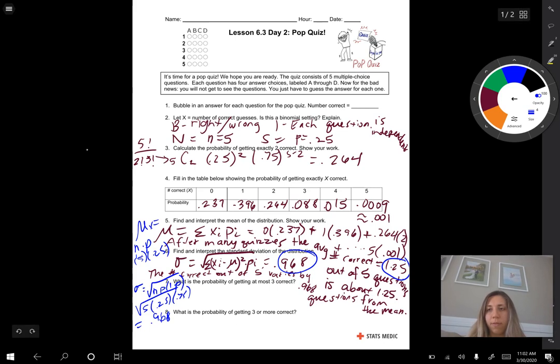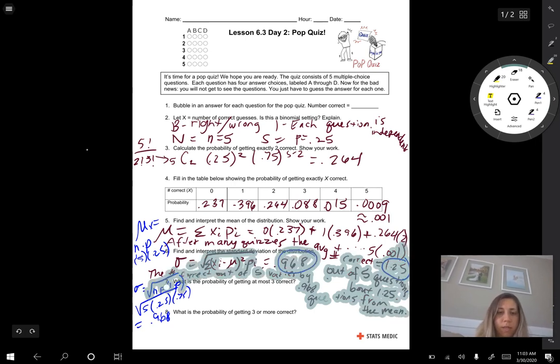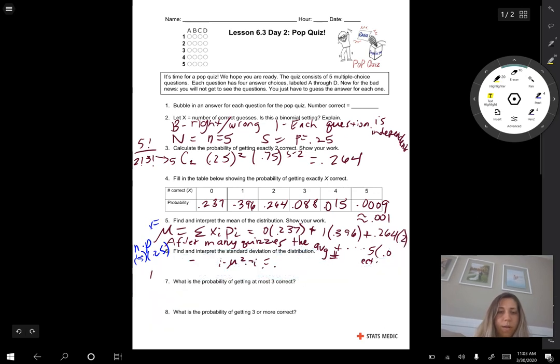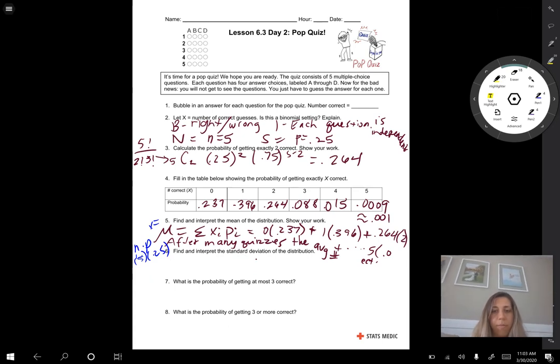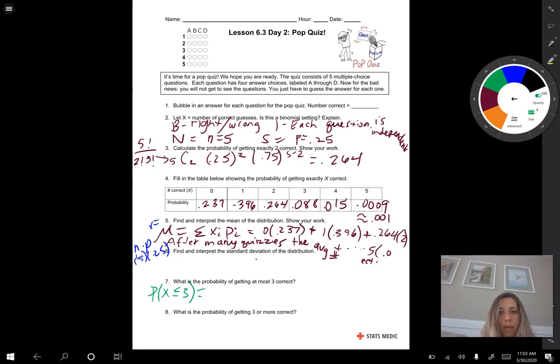Now I'm going to erase some of this so you can see it better because there's a lot going on over here, just so you can see all this around number 7. What is the probability of getting at most 3 correct? So that's the probability at most 3. Remember, if x is less than or equal to 3. So less than or equal to 3 correct would be anything less than or equal to 3.